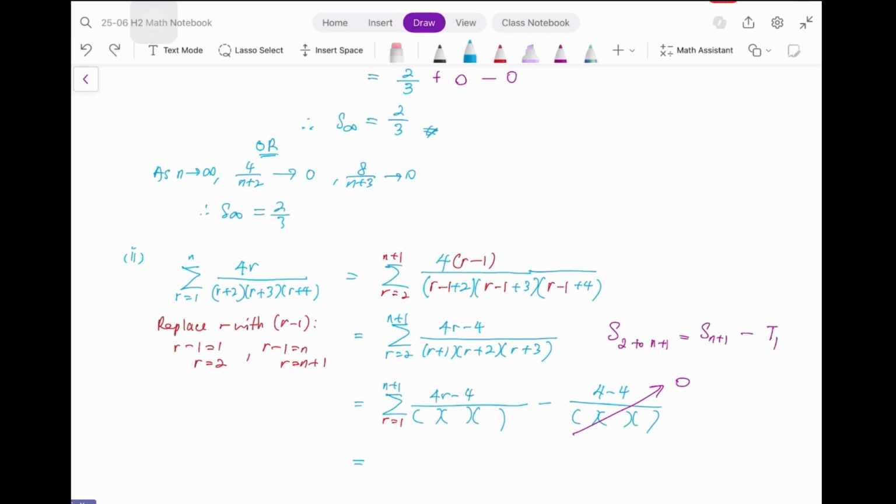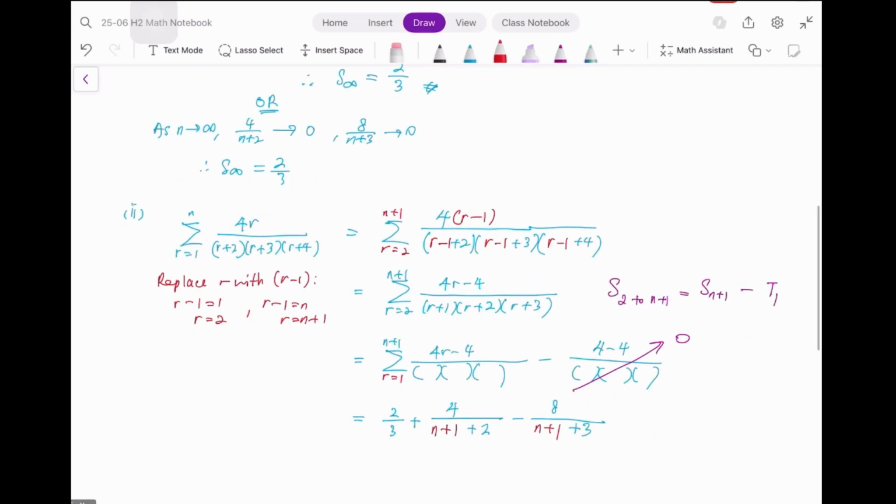Okay, next, we can apply the identity already. So the identity is 2 over 3 plus 4 over n plus 2 minus 8 over n plus 3. The n over here is n plus 1, so I sub n plus 1 in over here. Okay, next, tidy up. So this will be 2 over 3 plus 4 over n plus 3 minus 8 over n plus 4. Okay, so mainly like that. This one, nothing much to shout out.